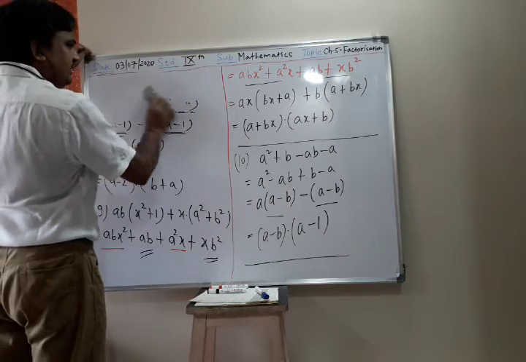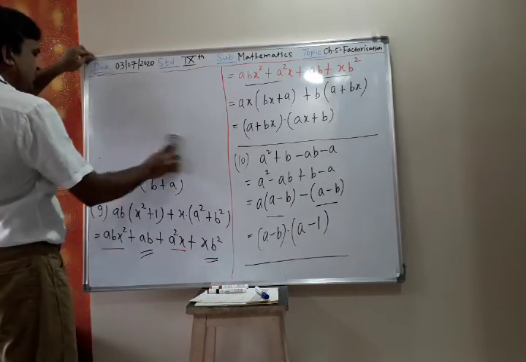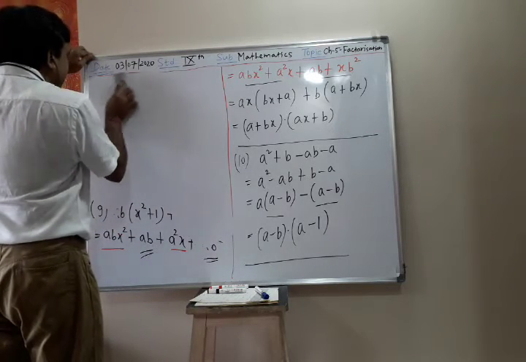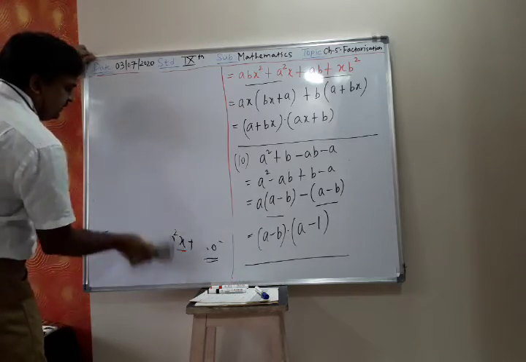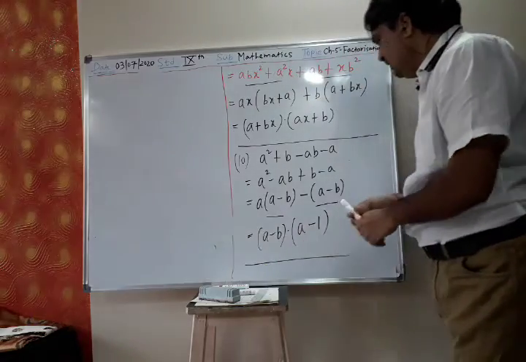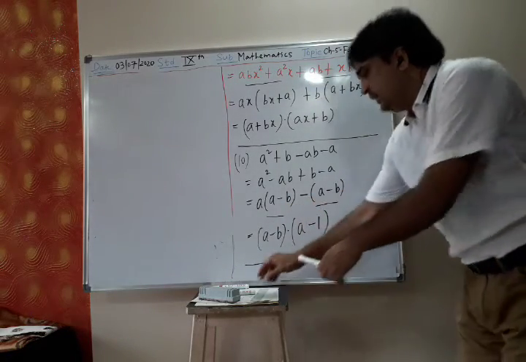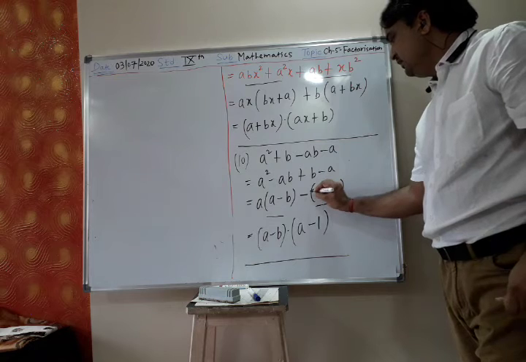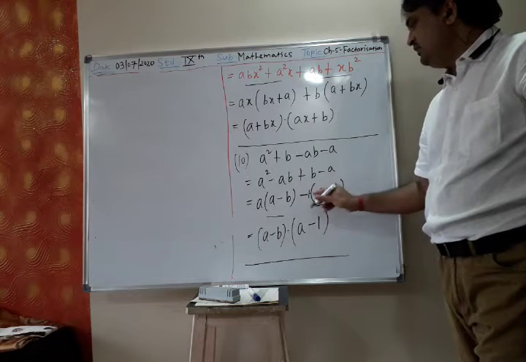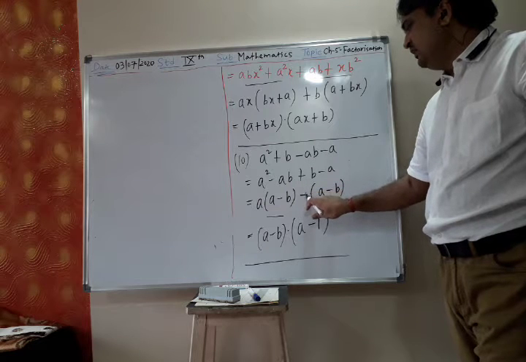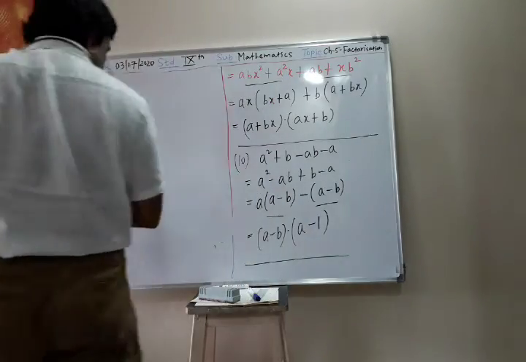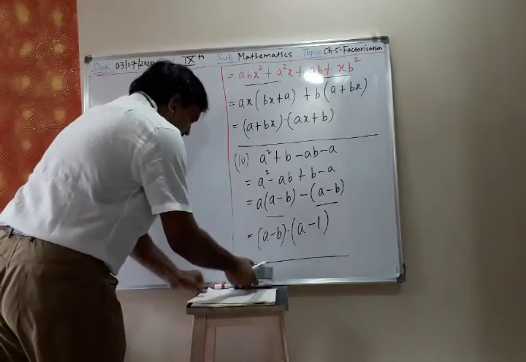Because it is a square and a, no? A square minus a is common. So what is left? In place of a square, a will be left, and in place of a, this 1 is same as minus 1. Normally we don't write 1, so minus means minus 1. Clear?